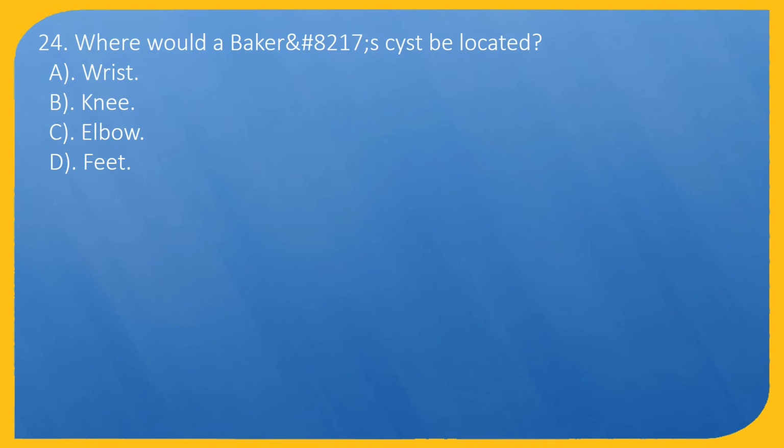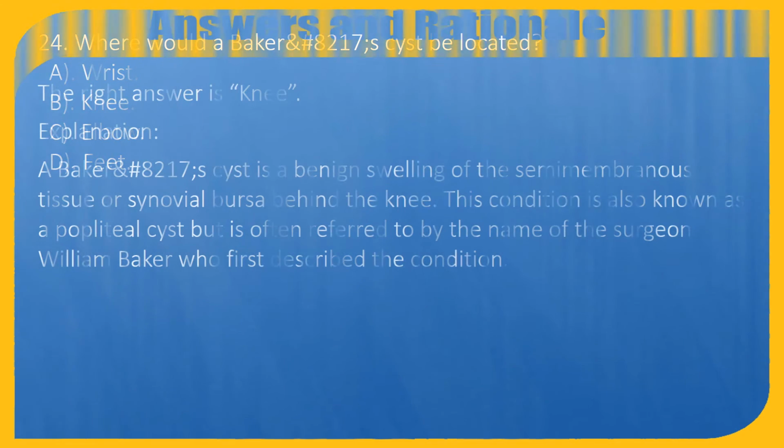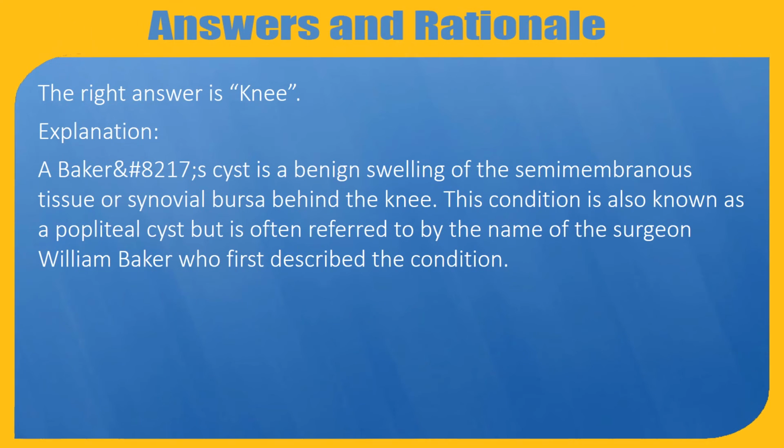Question 24. Where would a Baker's cyst be located? A. Wrist. B. Knee. C. Elbow. D. Feet. The right answer is knee.